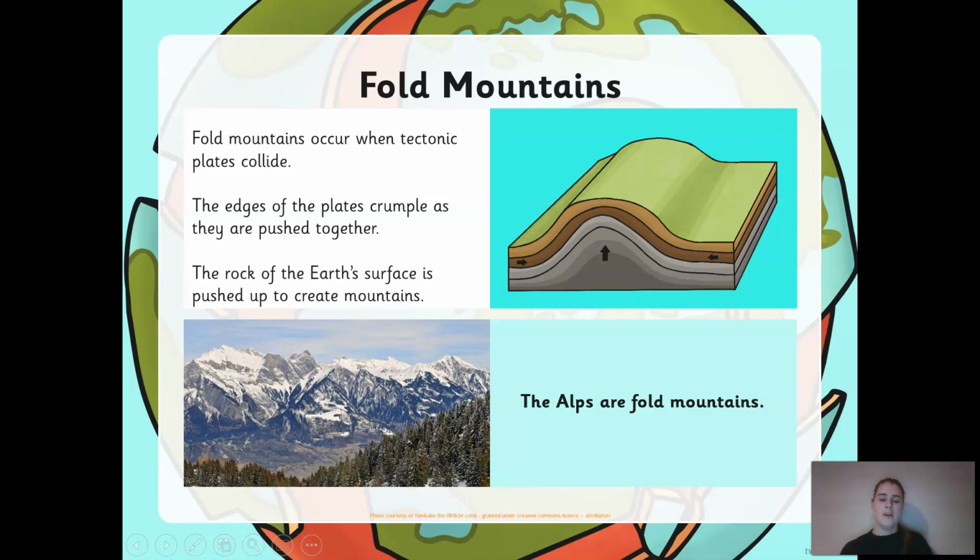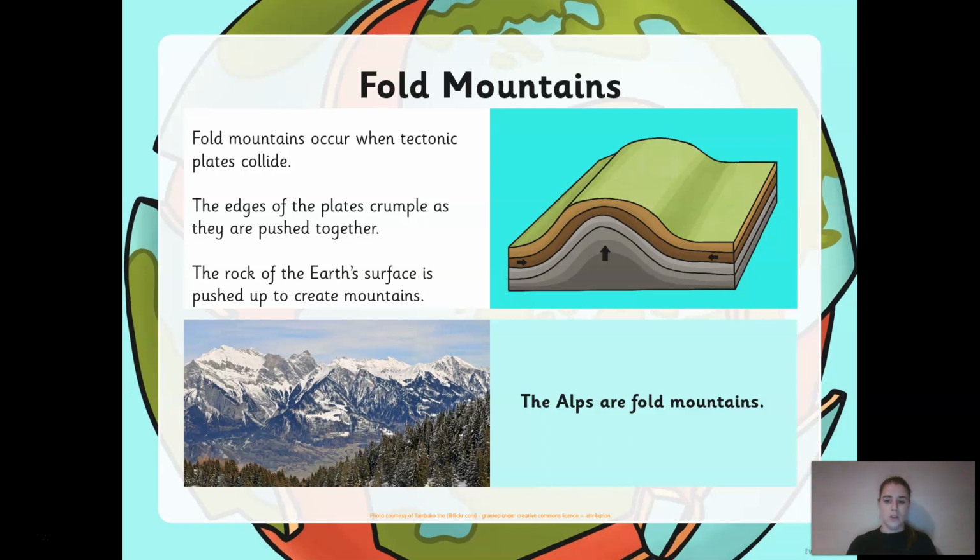So fold mountains occur when those tectonic plates actually collide. Imagine that the 2 plates are coming towards each other. And as they push together, the edges of the plates start to crumple. They have almost like a ridge that builds in them. Now the rock on the Earth's surface is what's then pushed up to create that mountain. So rather than the plates going one over the other, as they hit each other, they create folds, so it's almost like a ripple effect.